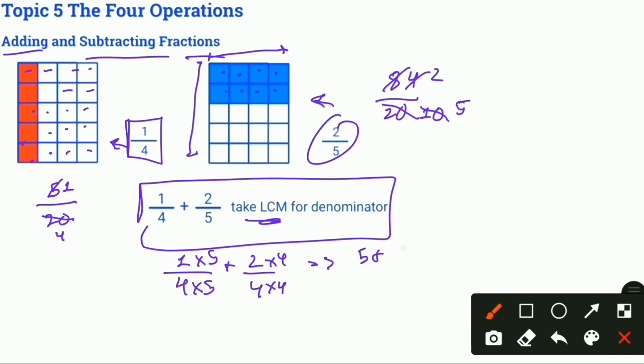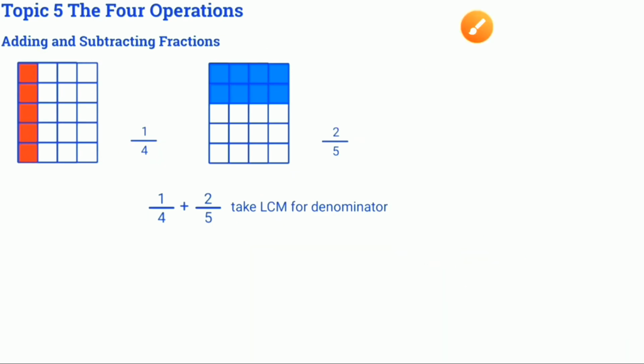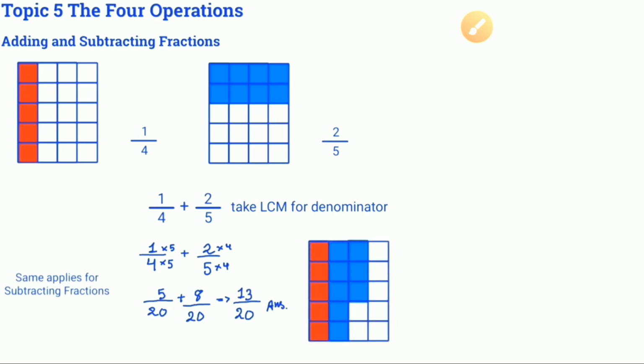Then it's going to be 5 plus 8 upon 20. Then it's going to be 13 upon 20. Okay. Just like that. The same applies for subtracting fractions.